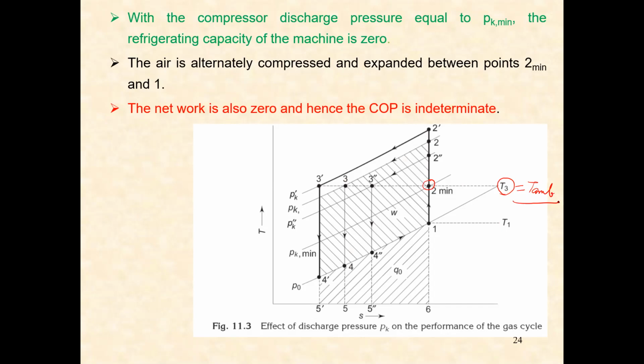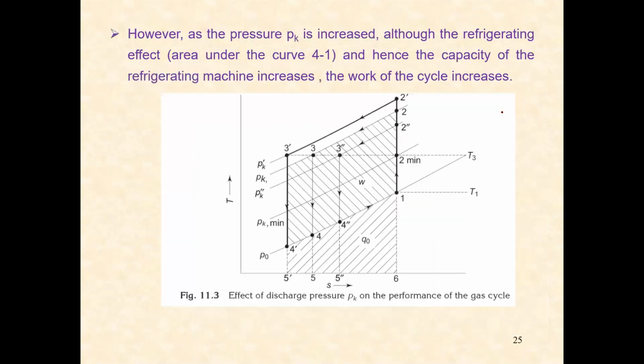So how will the process 3 to 4 take place? There won't be any process 3 to 4. Rather, it would be a process of expansion from 2 minimum to 1, going in the downward direction. So basically, there will be only compression and expansion processes. The air will be alternately compressed and expanded between points 2 minimum and 1, and the net work is also 0, and hence the COP is indeterminate.